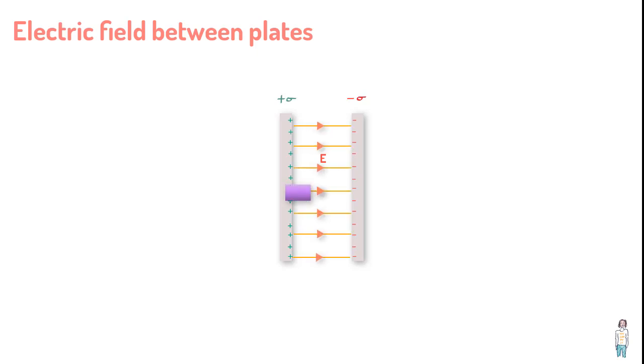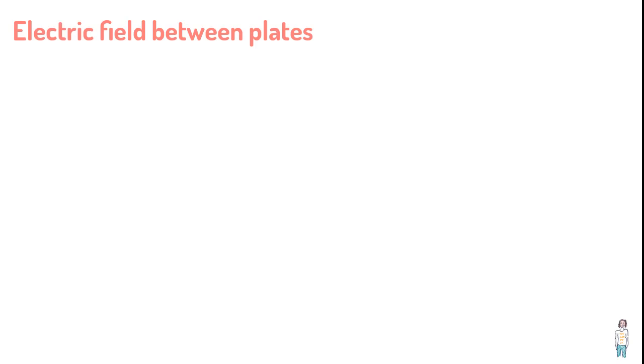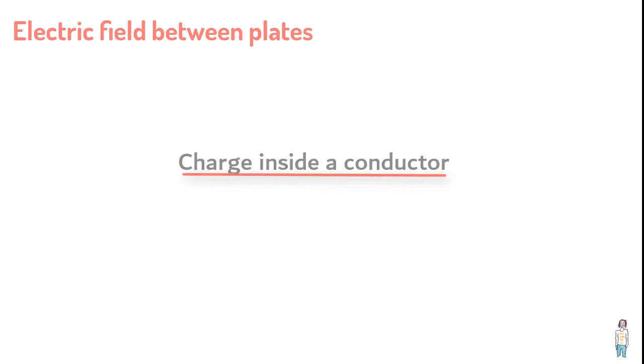Hello and welcome to the last lesson of Gauss's law, and what we'll cover here is how we can use Gauss's law to establish electric field E between two oppositely charged plates. But before we do this, let us discuss the idea of charge inside a conductor, or more precisely in some form of cavity inside a conductor.